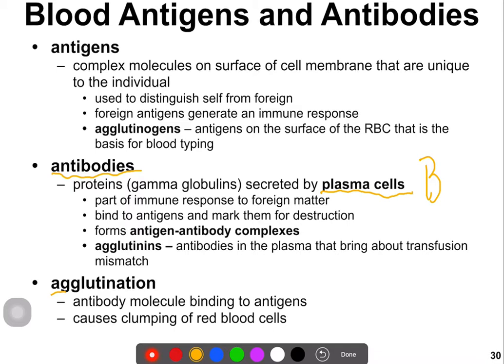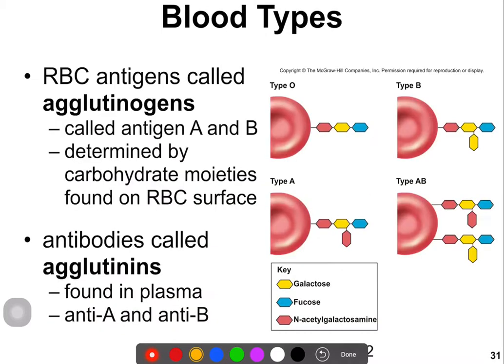Another term I want to introduce is agglutination. Agglutination is when I have that binding of antibody to antigen, and typically we see this resulting in clumping. So if red blood cells have been mixed with an antibody against their antigen, they'll clump together, and we'll call that agglutination.